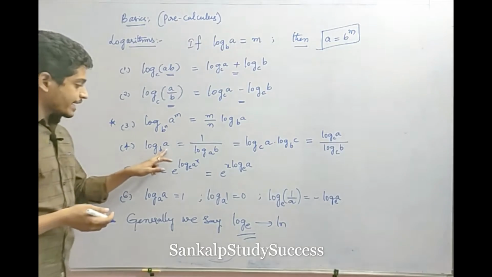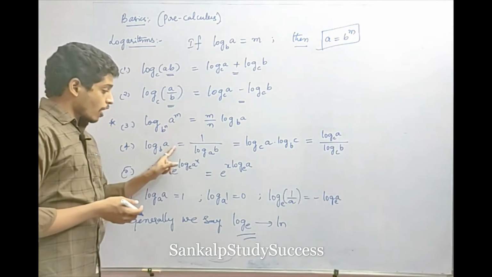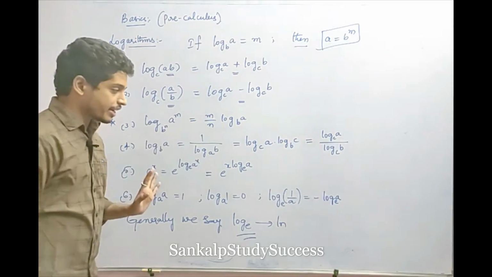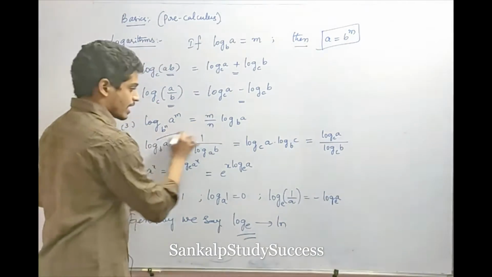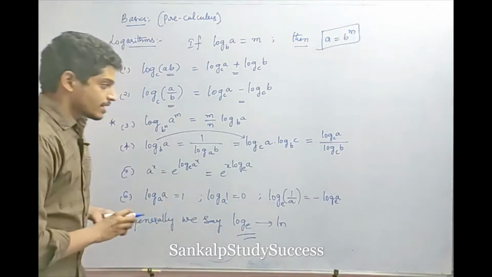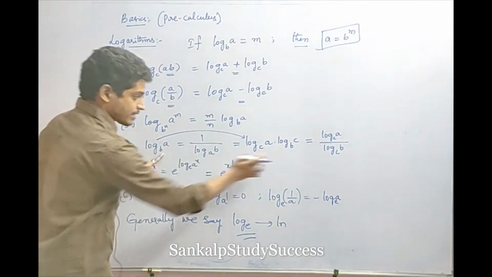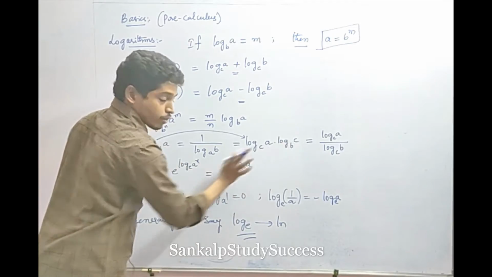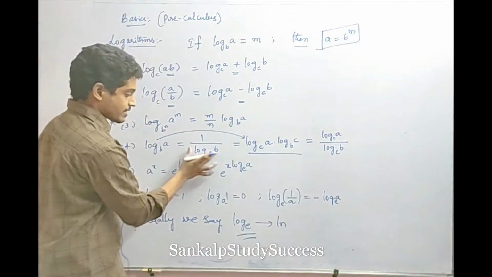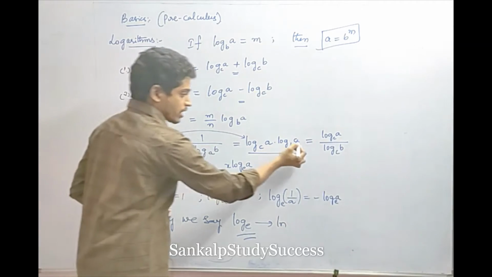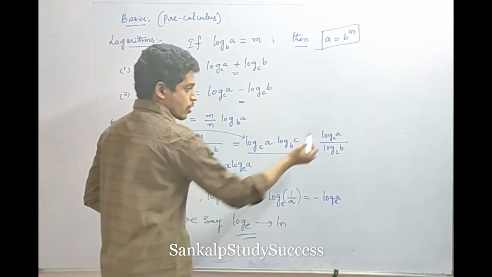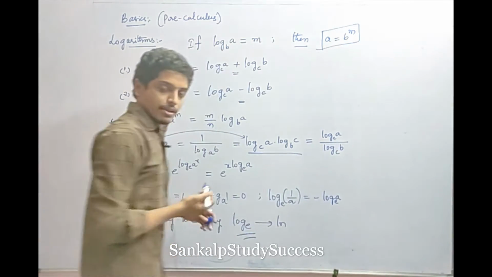Next one, log a to the base b, I can write as 1 by log b to the base a. These two will interchange when it comes to the denominator. Next, I can write this one like this also: log a to the base c into log c to the base b. Here a is here and b is in the base itself, but these two, look carefully. Okay, friends, later I can make this by interchanging these two. Can I interchange these two by keeping it in the denominator, right? So log a to the base c divided by log b to the base c, right, friends?